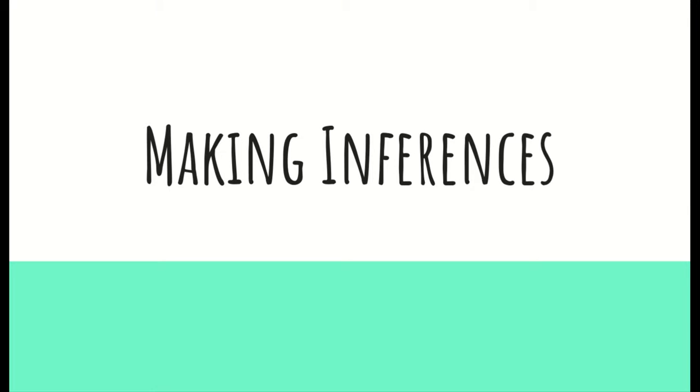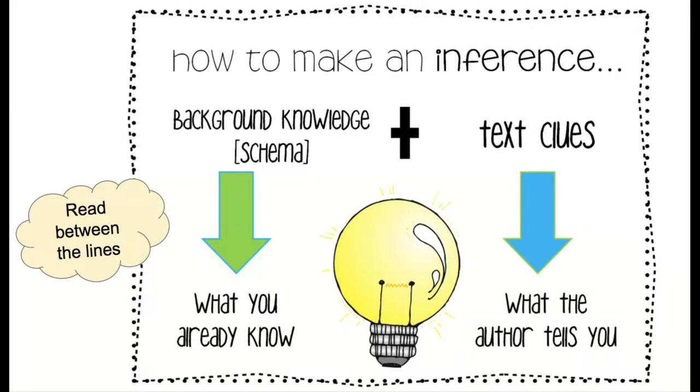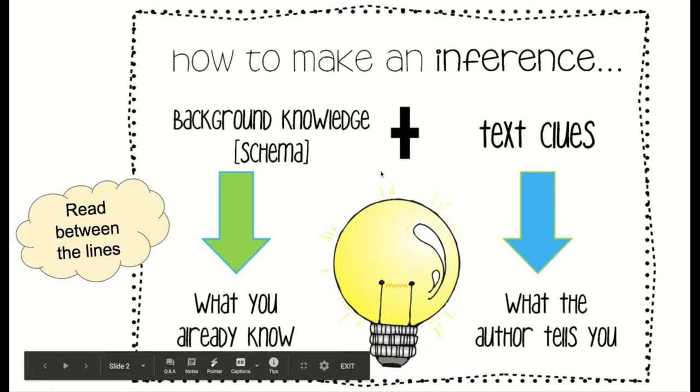Okay, so in your stories, you're going to be asked to make inferences. Sometimes it might use the word inference, sometimes it might not. Remember, an inference is when we try to figure out what the author is telling us. Now, to make an inference, we take our background knowledge, which is called our schema, and that's already what we know. We already knew this before going into reading. It's what we've learned through life. We take that plus text clues, so what the author tells us. So we take those two things together to make an inference.